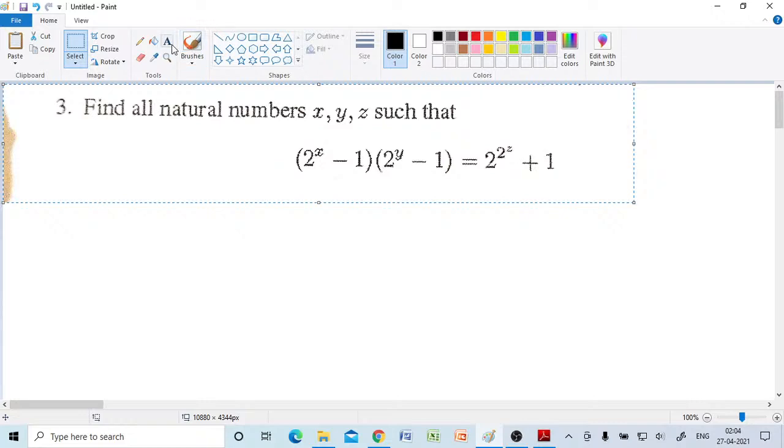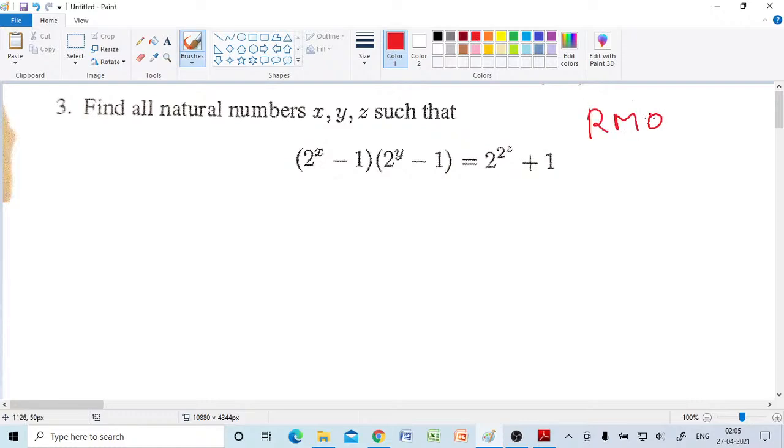Okay, cool. So this question, I remember this is a question of RMO. Don't ask me which year, I don't remember. I just got a question of RMO and I'm just doing it. So we need to find the natural number solutions for x, y, and z for this.